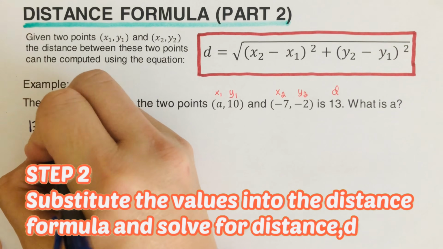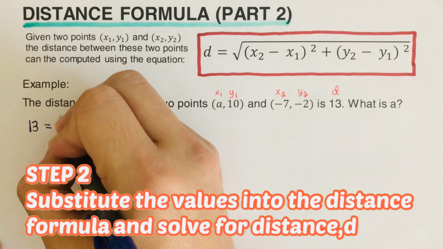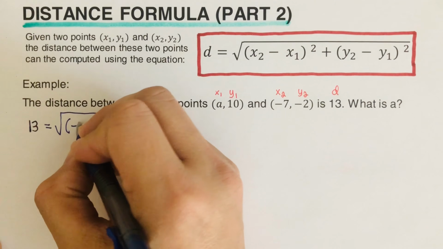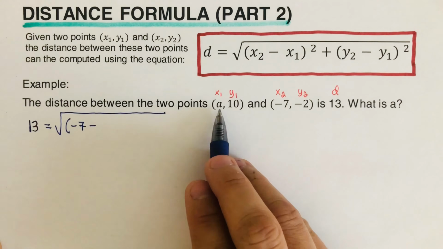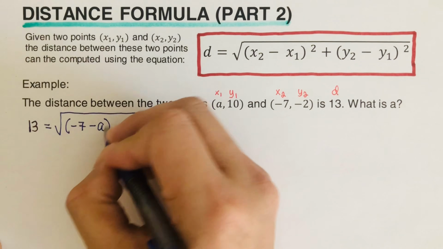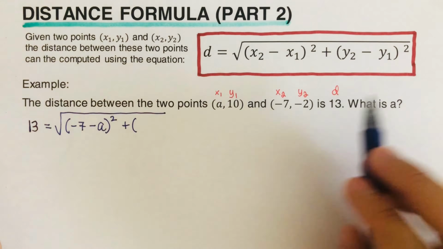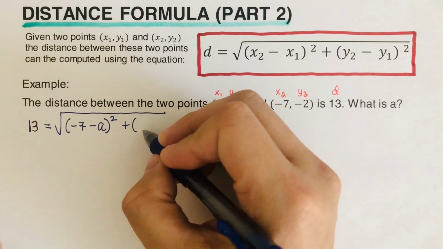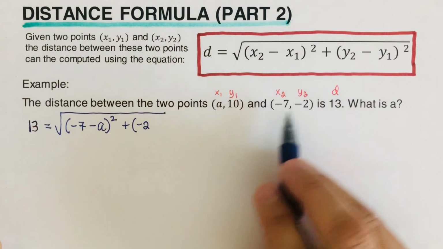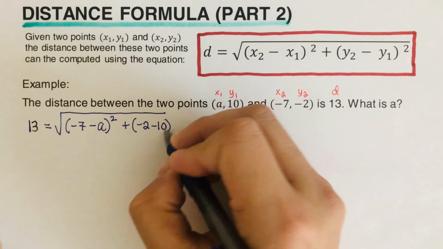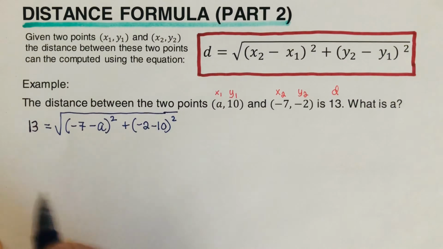13 is equal to the square root of, x sub 2 is negative 7, so I write negative 7 minus x sub 1, which is A, and that is squared, and then plus y sub 2, which is negative 2, minus y sub 1, which is 10. So that's going to be minus 10 squared. Then we can simplify this.